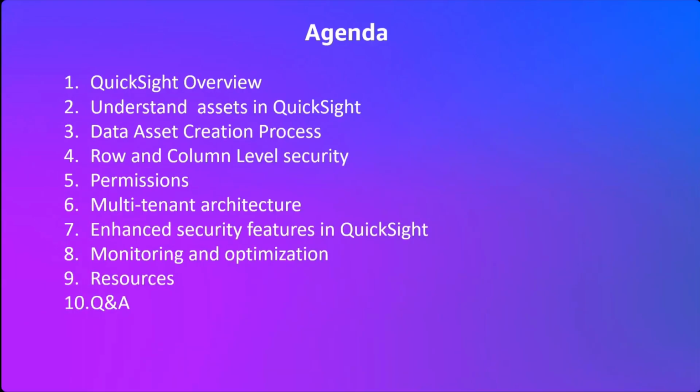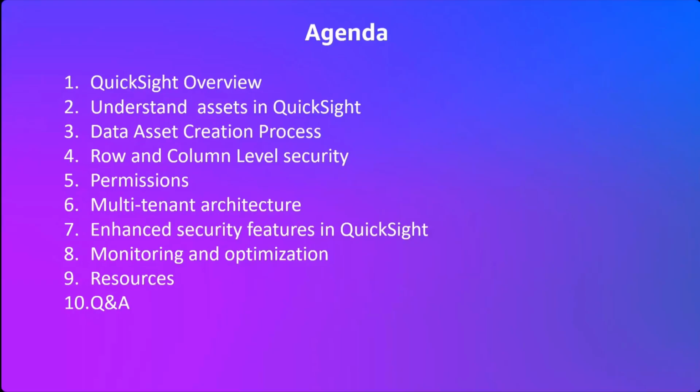As you see, we have a packed agenda. We're doing a Back to Basics series now, and we want to cover some of the other aspects of QuickSight that are related to data governance. So we'll give you a quick overview of QuickSight for folks who are new, and understand how assets are in QuickSight. We go through some of the data asset creation process. We will cover row level and column level security, the permissions around data assets, then the multi-tenant architecture, when to use namespaces, shared folders, restricted folders, and how to do multi-tenancy in QuickSight.